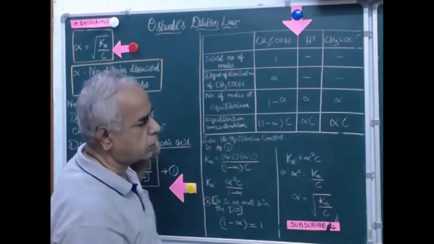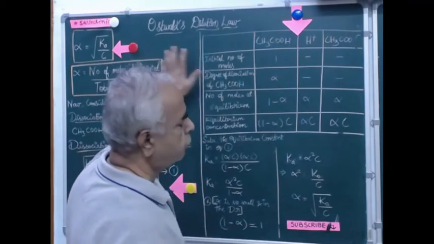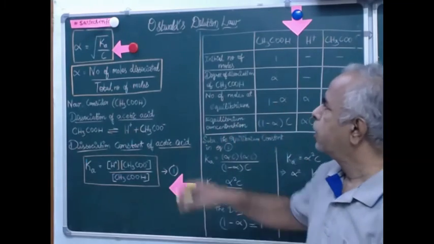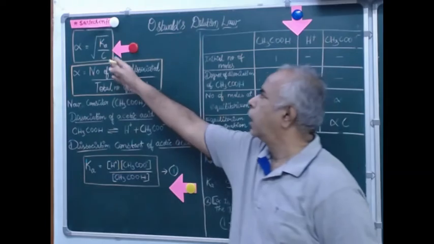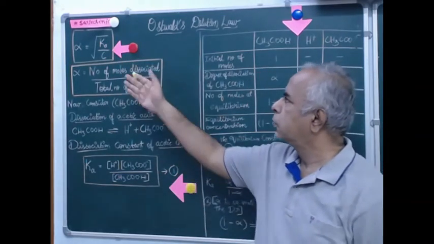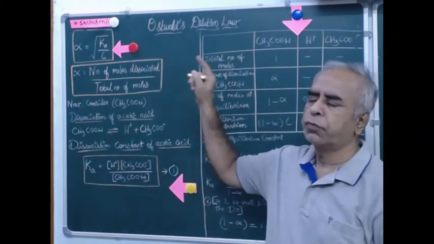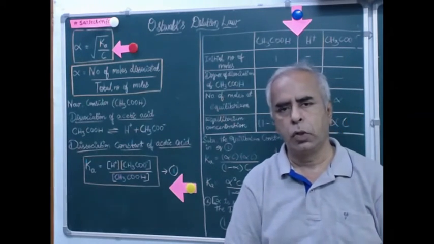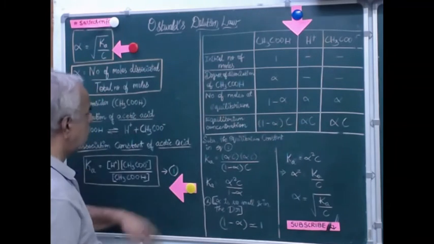Now what is Ostwald's dilution law? Alpha is equal to the whole square root of Ka divided by C. In the case of a base, Ka can be replaced by Kb. Instead of Ka, you can put Kb, and once again you can put alpha. So alpha is equal to the whole square root of Kb divided by C for a weak base. Are you able to follow? I hope you enjoyed this lecture. Please go through all these important points.